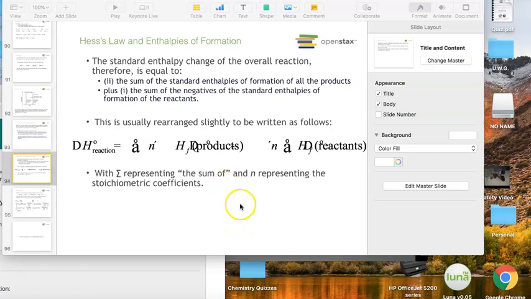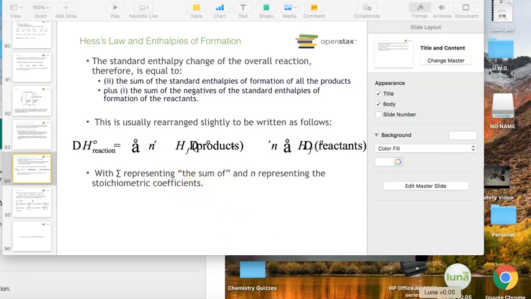All right, so here we're talking about Hess's law and enthalpy of formation. The sum of the standard enthalpies of formation of all the products plus the sum of the negatives of the standard enthalpies of formation of the reactants. If you add all that up, you can find the standard enthalpy for the reaction.